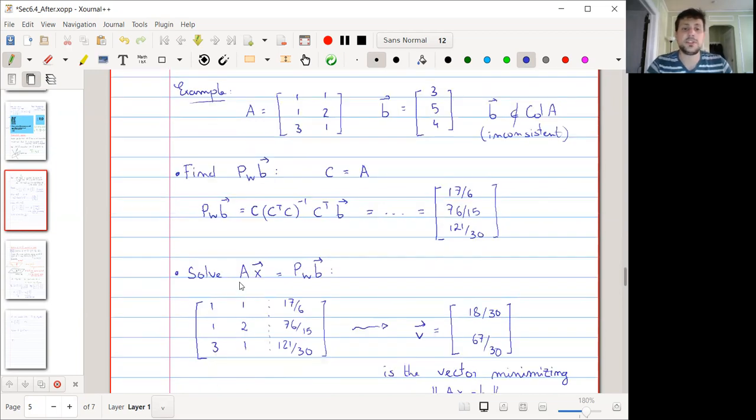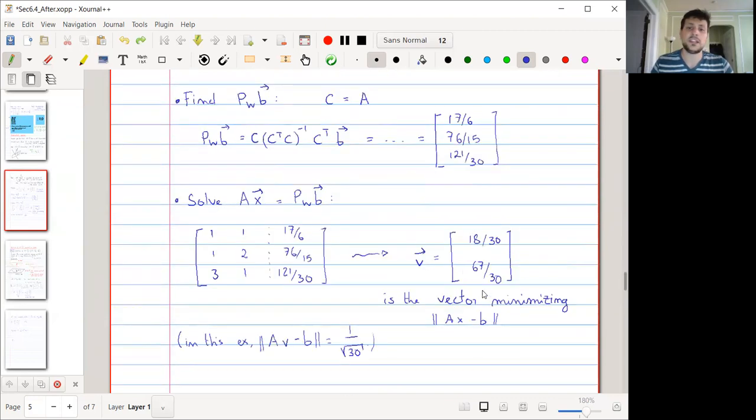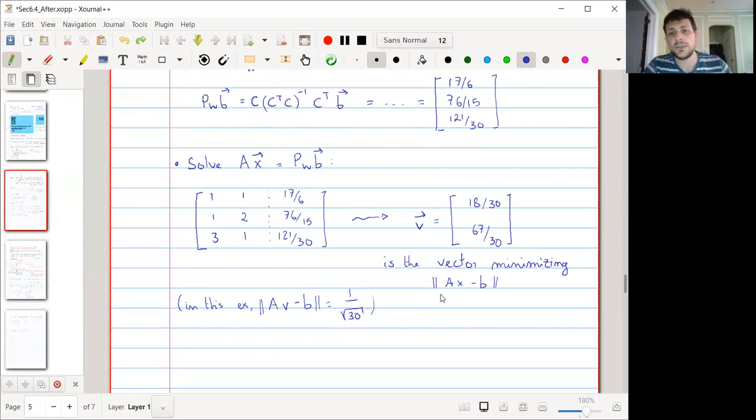The next step is that of solving the linear system AX equals the projection of B. Again, here I omit the details, but you can set up a linear system whose augmented matrix has, as its last column, the vector you found there. Solving this linear system gives you a vector V, 18 over 30 and 67 over 30. This vector is the one that minimizes the distance between AX and B.